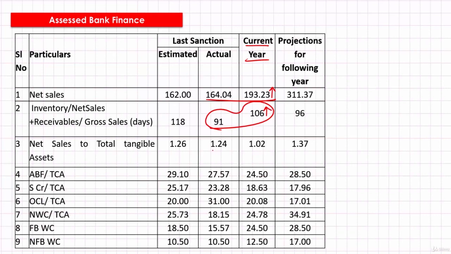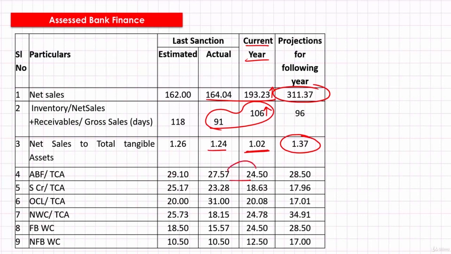And look at net sales to TTA. This is also coming down, maybe because of the expansion taking place, but there is no matching increase in sales in the current year, because you can see next year there is a substantial jump in sales and good improvement in the ratio as well. Then what is happening?